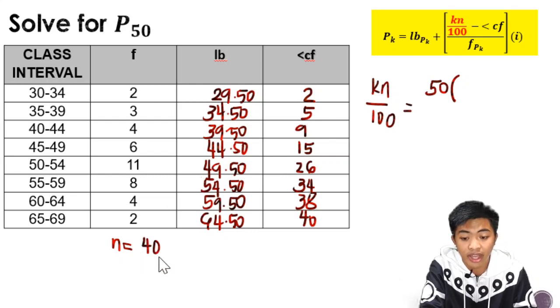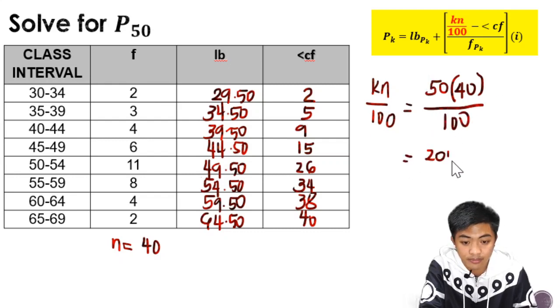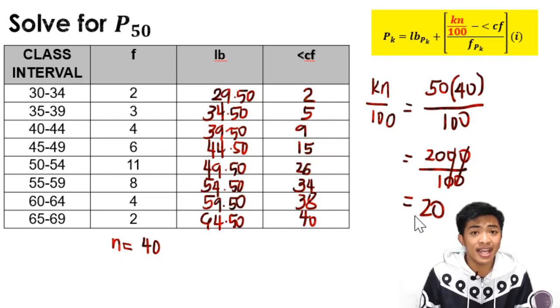So dito we have 40. So we substitute 40 in place of N over 100. And then we solve for the result. That is 2,000 over 100. So the answer here is 20. So ito na ngayon ang magiging basihan ng ating 50th percentile class.